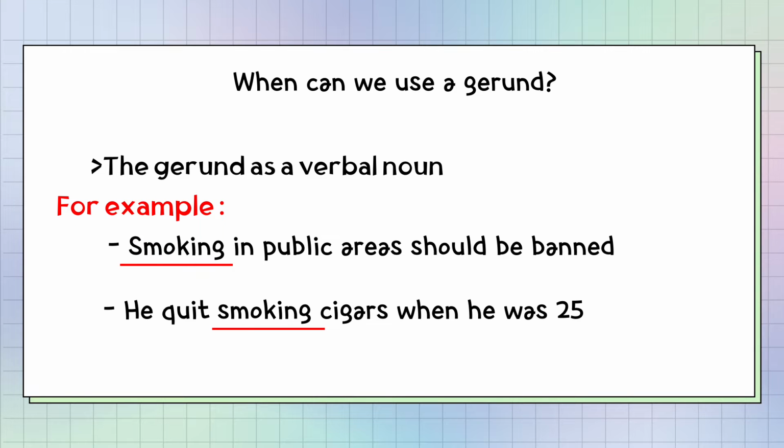The second thing that we have to know is when we can use a gerund. So the gerund is a verbal noun. For example, we have two sentences in here. The first sentence is: Smoking in public areas should be banned. So smoking in here is a gerund. And also we can see the second sentence in here: He quit smoking cigars when he was 25. Smoking in here is also a gerund. So gerund as a verbal noun.